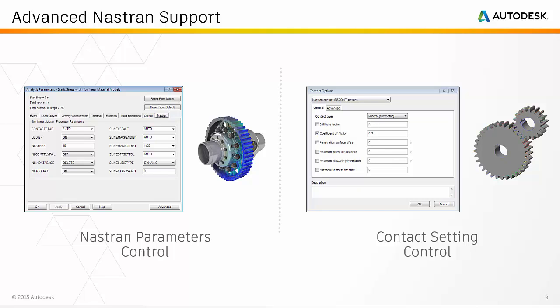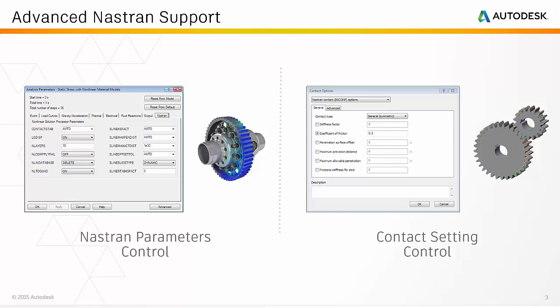In Simulation Mechanical 2017, we focused on improving the support for Nastran solvers by including full control over Nastran's parameters for static stress with nonlinear material models within the analysis parameters dialog. In addition, we improved the contact settings dialogs.